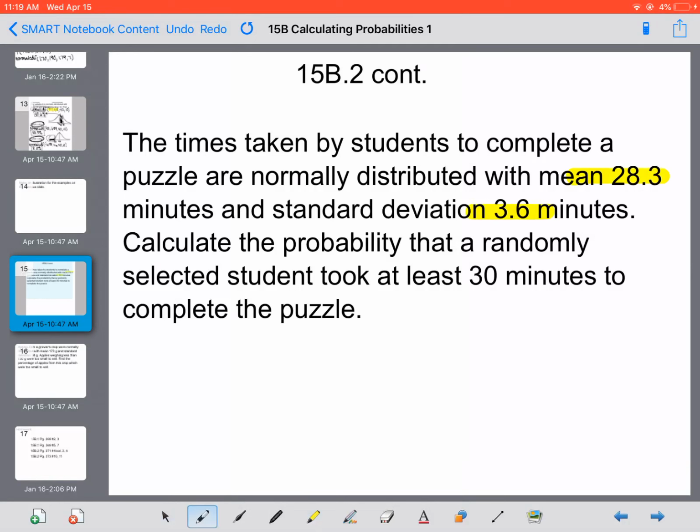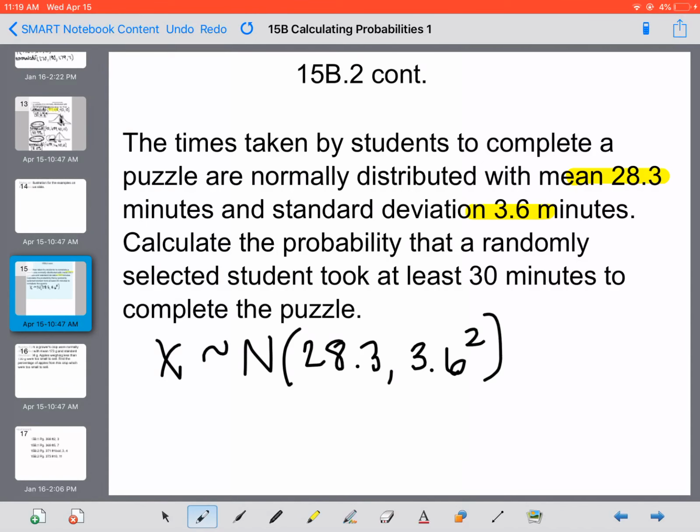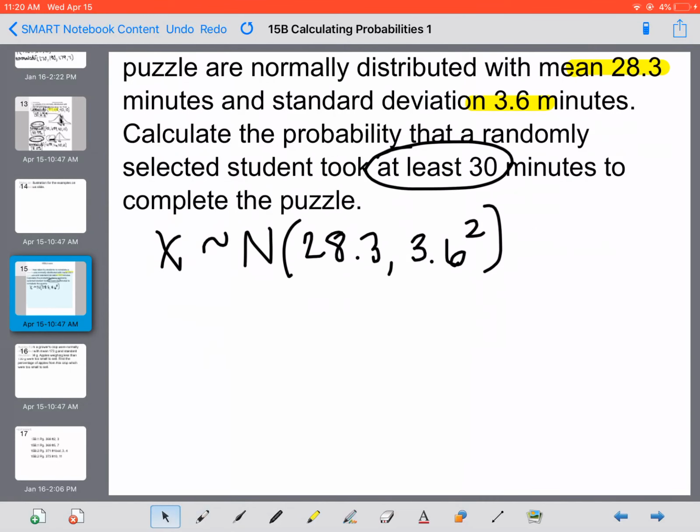So we know that x is normally distributed with a mean of 28.3 and a standard deviation of 3.6. That's going to be how we would write that. And I want to know the probability that a randomly selected student took at least 30 minutes. So if we think about at least 30 minutes, then that means I'm asking you to find the probability that x is greater than or equal to 30.